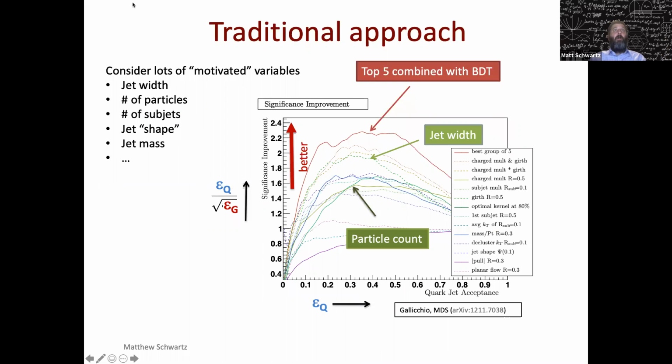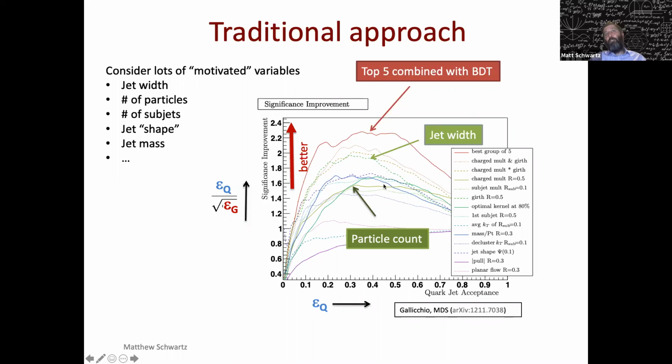So what do you do? You take all these ideas that are sensitive to the differences between quarks and gluons: number of particles, number of subjets, the shape of the jet, the width of the jet, the mass of the jet. You calculate them in simulation, and then you throw them into a traditional multivariate method, like a boosted decision tree, and then you combine them.